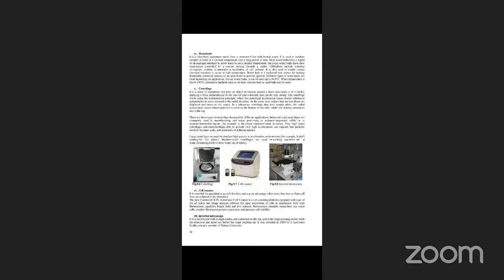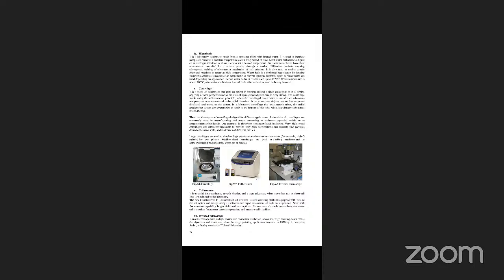Then cell counter is nothing but, whatever I am telling, like 1 lakh cells or 25,000 cells, how will I know? I can see under microscope whether cells are there or not, whether the cells have died or not. But I can't count 1 lakh cells or 2 lakh cells. Some big flasks will have some n lakh cells.